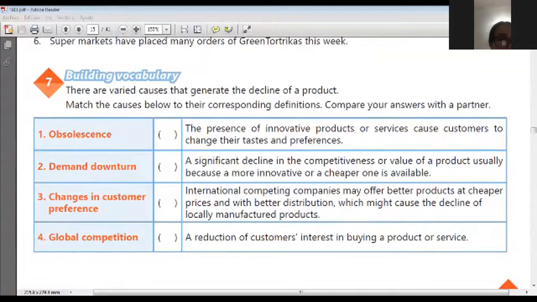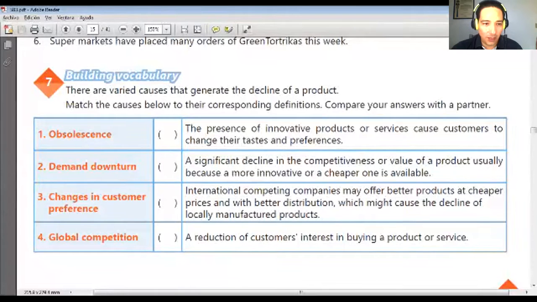Number one, let me check. Yeah, that's number one, which is obsolescence. Obsolescence. Yeah, the stress here. That's the stress. Obsolescence. There you go. Okay.